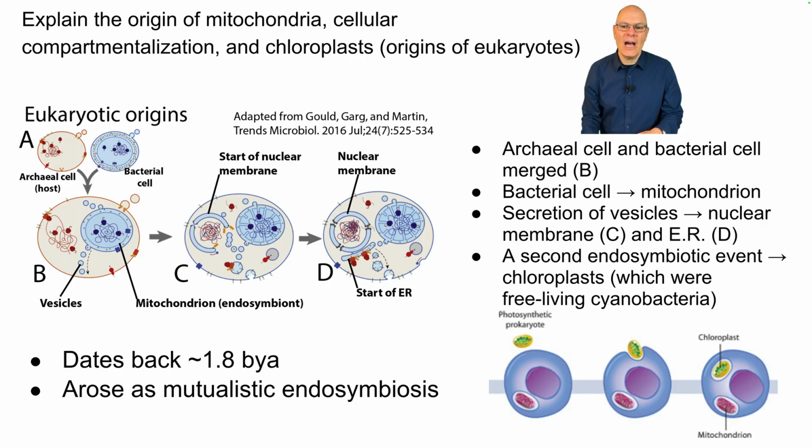Then later, a second endosymbiotic event led to chloroplasts, which were free-living cyanobacteria, entering into a eukaryotic cell, and that set the stage for algae and plants.